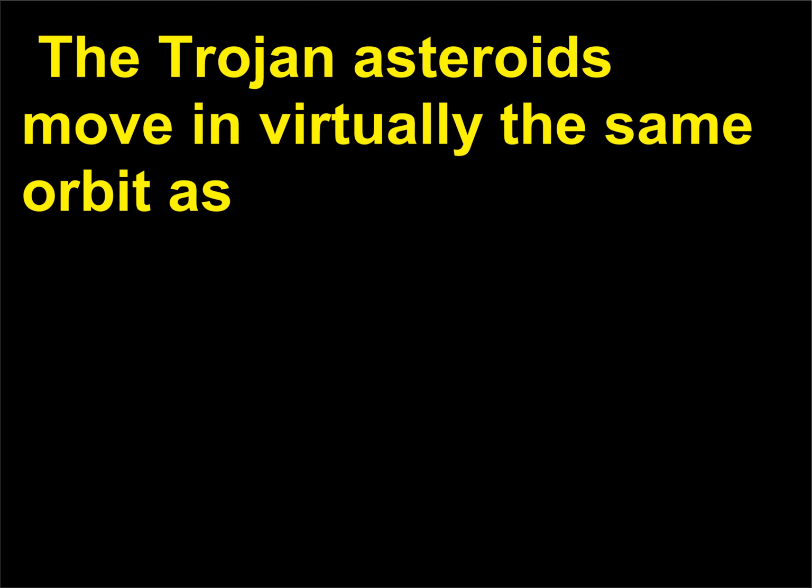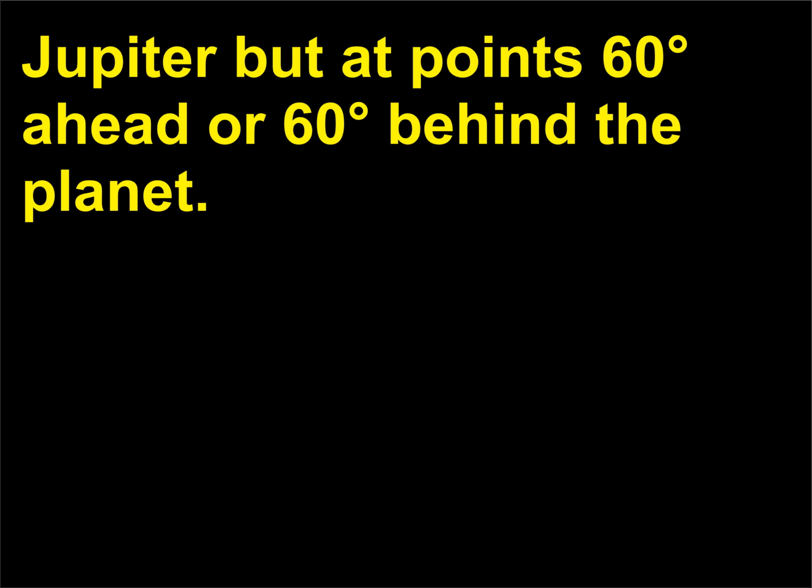The Trojan asteroids move in virtually the same orbit as Jupiter, but at points 60 degrees ahead or 60 degrees behind the planet.